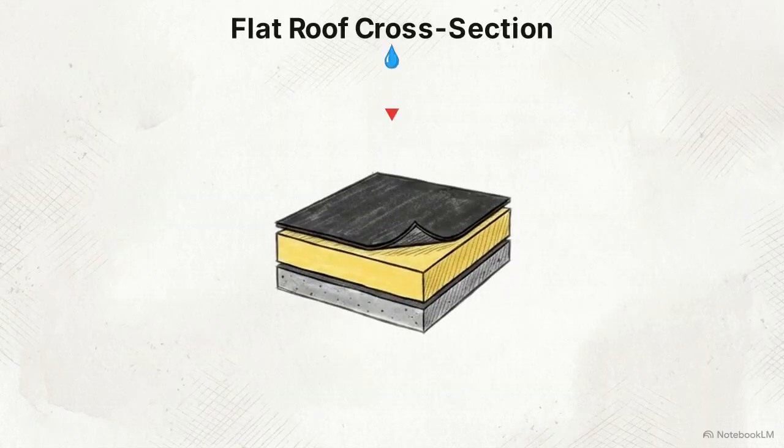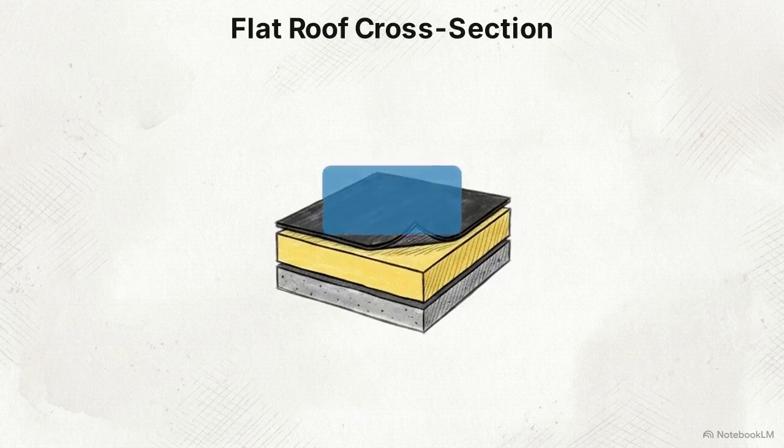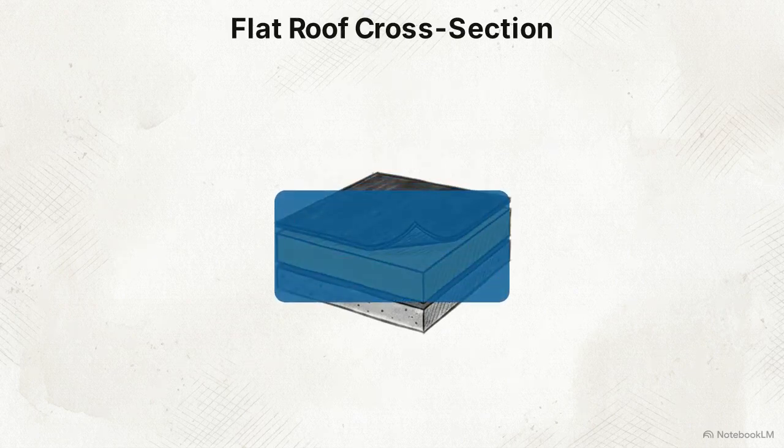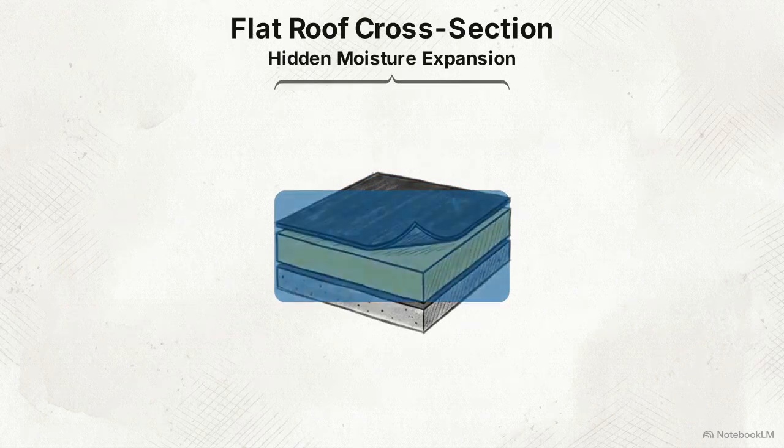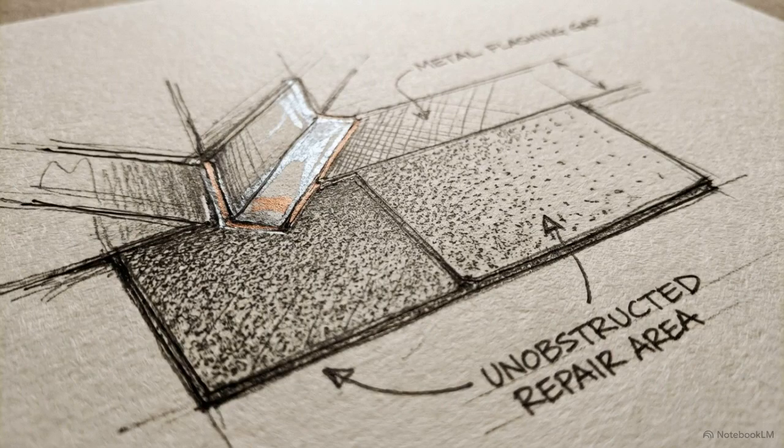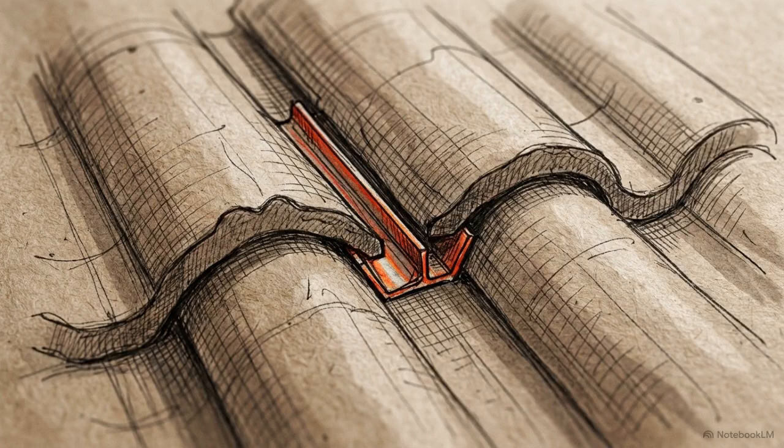Look at this cross-section of a flat roof. Water enters a small puncture, but pools and travels laterally beneath the membrane, saturating insulation far away from the original entry point. Because of this labor intensity, a simple flashing gap on a shingle roof might be a cheap Tier 1 fix. That same gap under a fragile tile roof almost always escalates into a Tier 2 project.